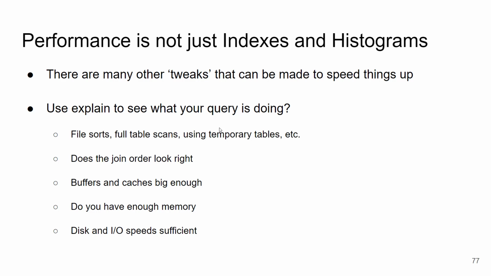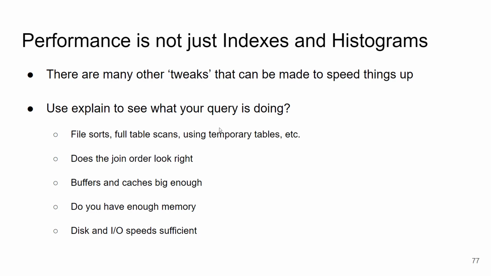Now, performance is not just indexes and histograms. There's a whole bunch of other stuff out there that can be done. Some of these tweaks are real simple to do. Other ones aren't. To get through these, you're going to have to really start working with the explain command. You're going to have to see if you're using file sorts. If you're doing an order by, that column may need to be indexed too so it goes faster.